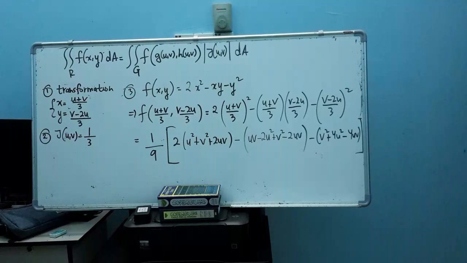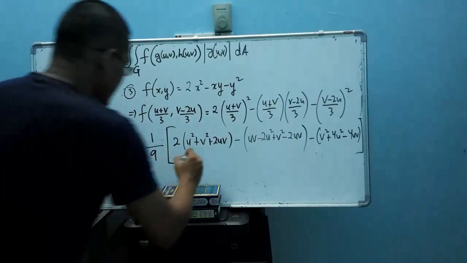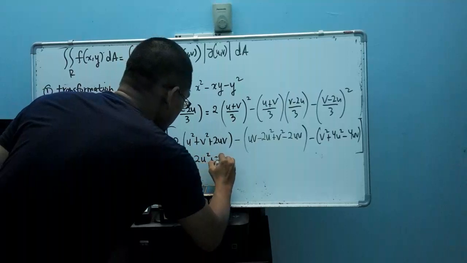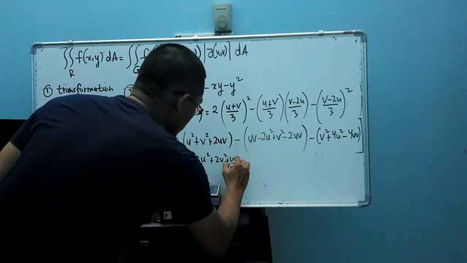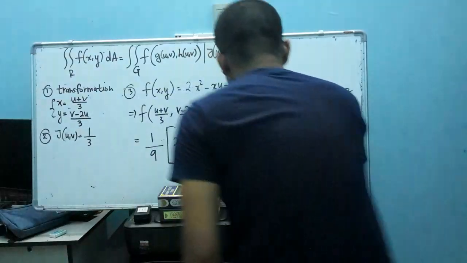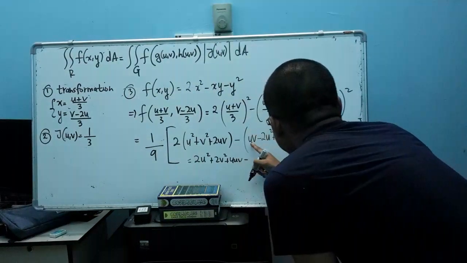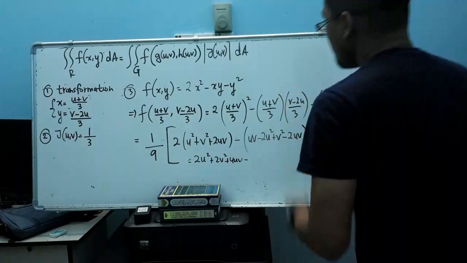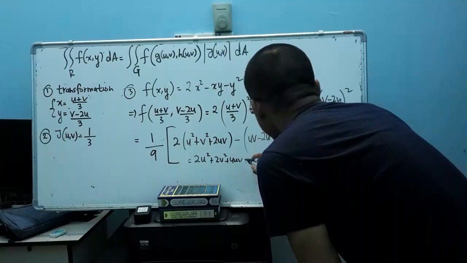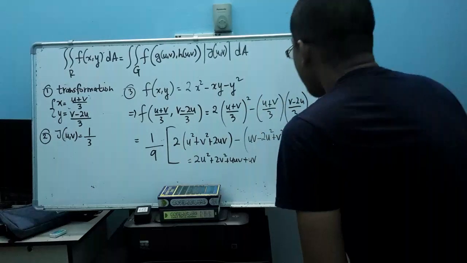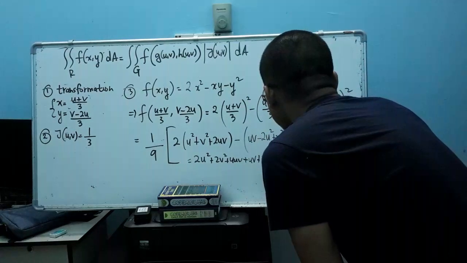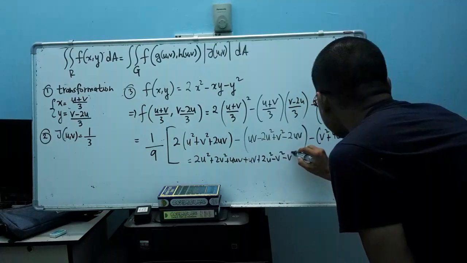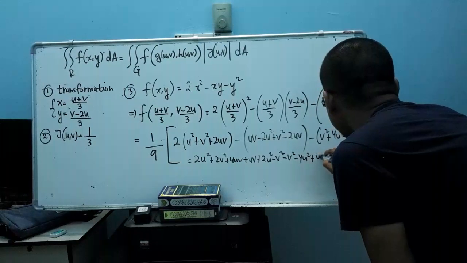Okay, so in the end you will have what? I can say that this one is equal to 2u squared plus 2v squared plus 4uv. So this one minus, so I will have uv minus 2uv, which should be minus uv, so I will have plus uv here. And then plus 2u squared minus v squared, and then I will have minus v squared minus 4u squared plus 4uv.